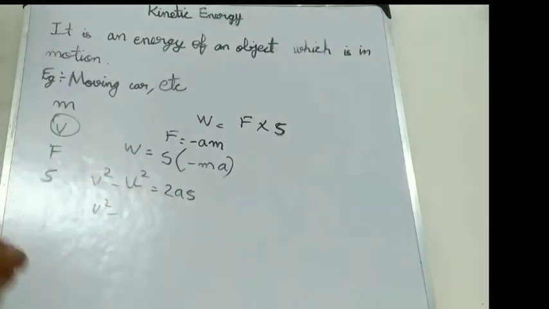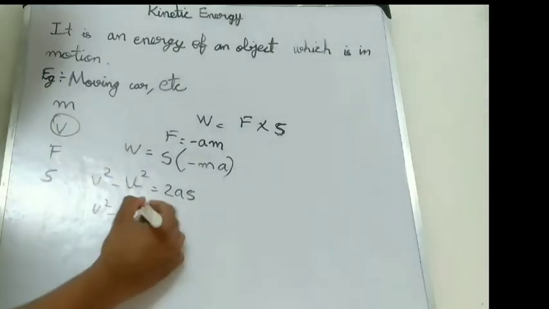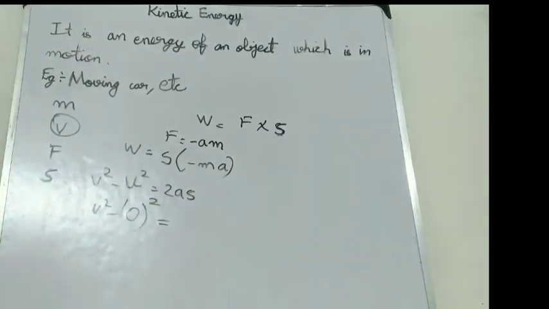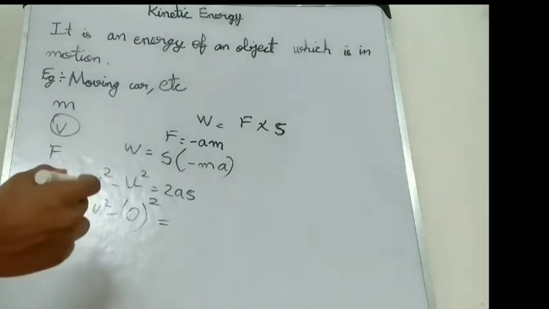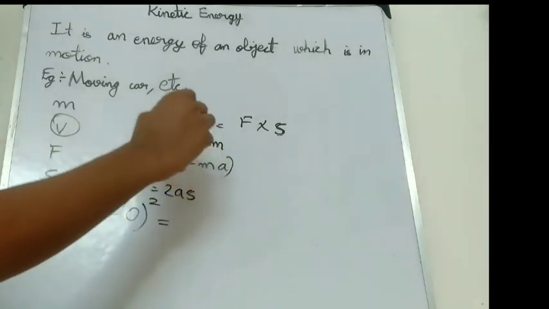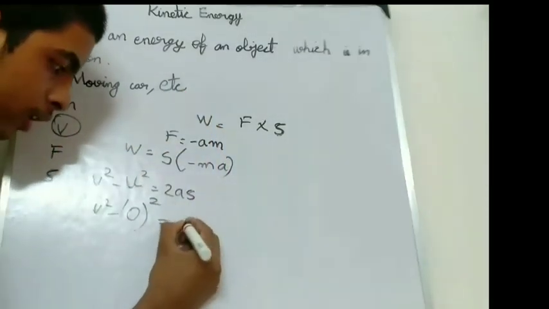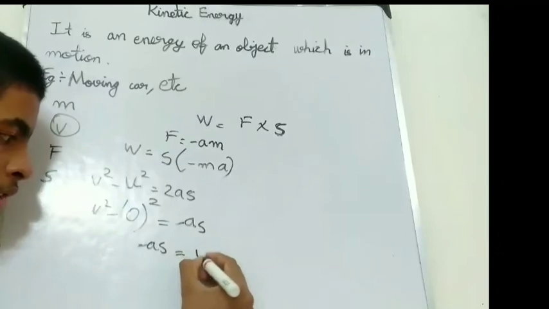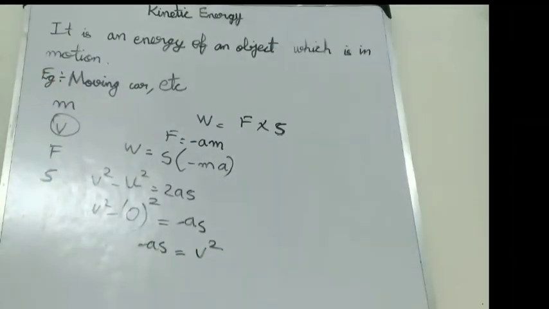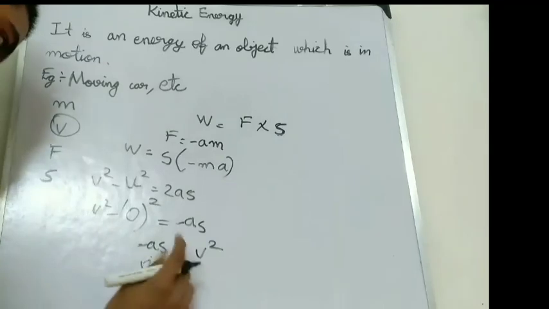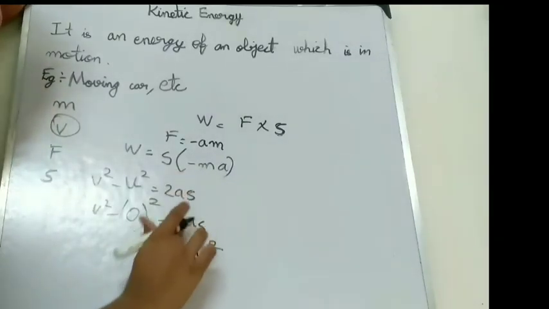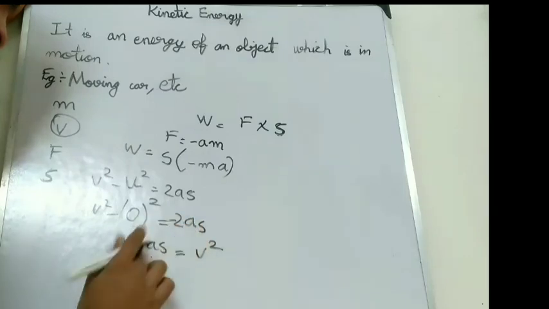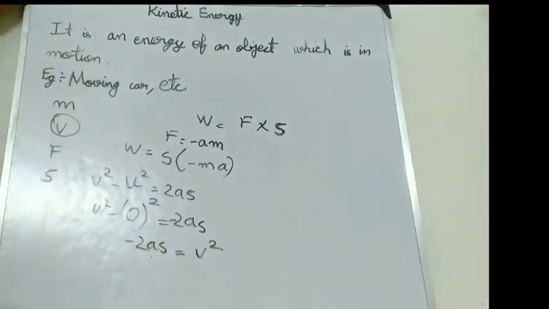And the starting velocity will be 0, so 0 square is equal to 2as. Or we can take it as minus as because here the acceleration is negative. So 0 minus v square is equal to 2as, that is, minus 2as is equal to v square.